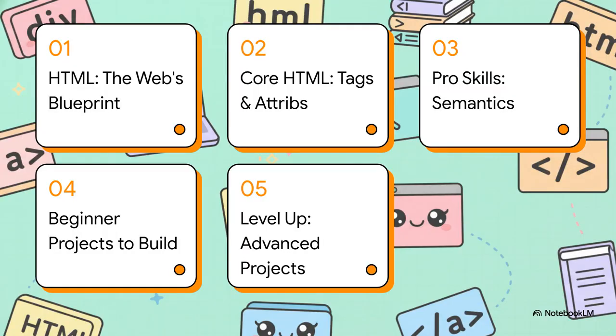So here's our game plan. We'll kick things off with a quick look at what HTML really is. Then we'll cover the core stuff like tags and attributes. After that, we'll level up with some pro skills, and then, my favorite part, we're going to jump into a bunch of awesome projects you can start building today, from beginner stuff to more advanced challenges.